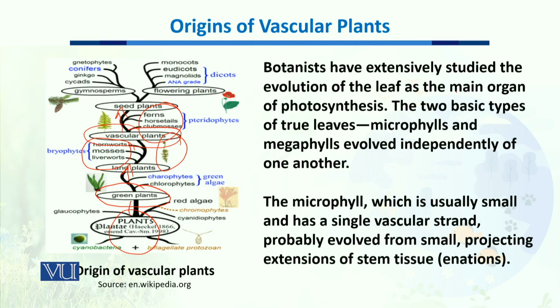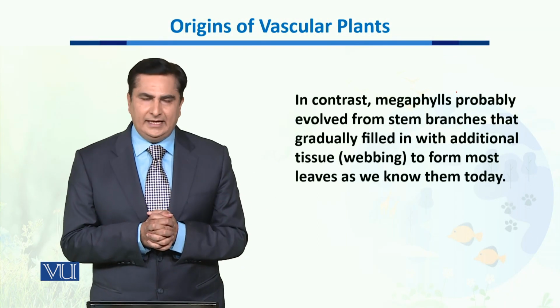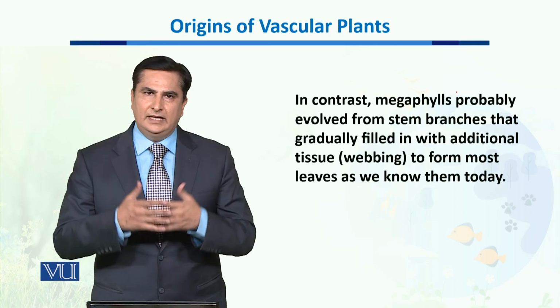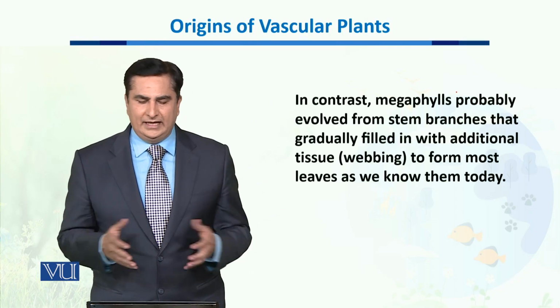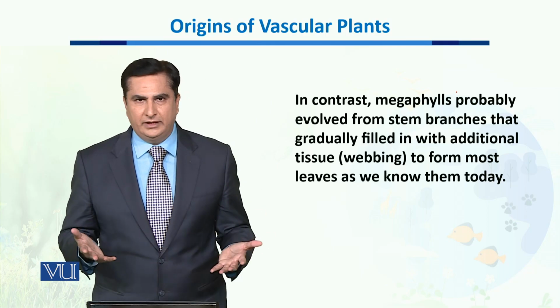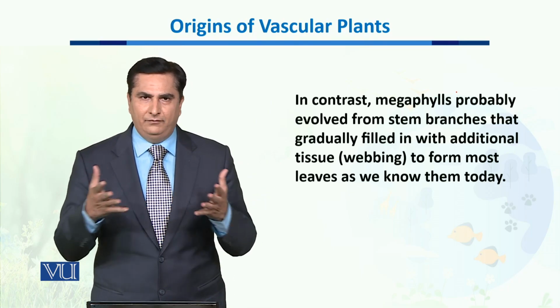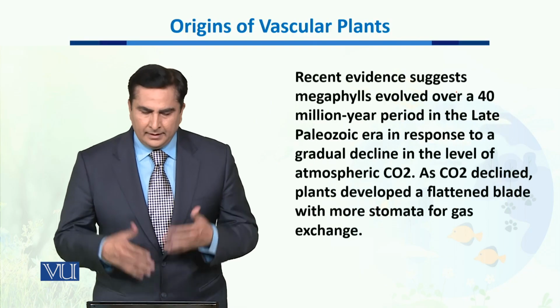They probably evolved from small projecting extensions of the stem tissues. They are not very big and not very wide. They look like a very small part of the stem. So they developed independently. When we talk about the megaphylls, or the large leaf plants, they evolved from stem branches that gradually filled in with additional tissues, known as webbing of tissues, to form most leaves as we know them today. So most of the large trees you can find have megaphyll leaves.